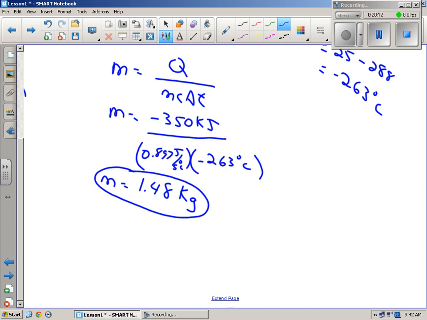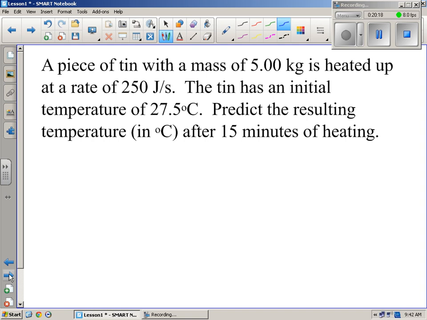All right, good? Yeah? So got one more here. Piece of tin has a mass of 5 kilograms. It's heated up at a rate of 250 joules per second. The tin has an initial temperature of 27.5. Predict the resulting temperature after 15 minutes of heating. Okay? I'll give you a hint.